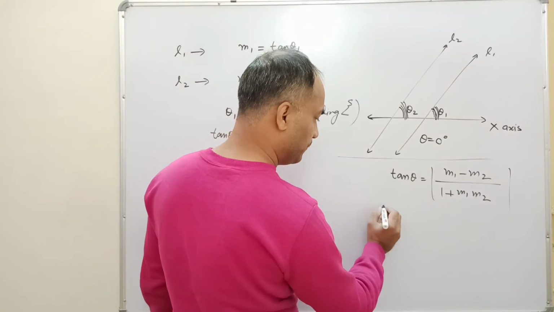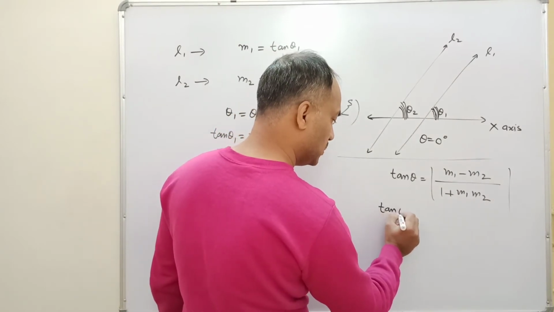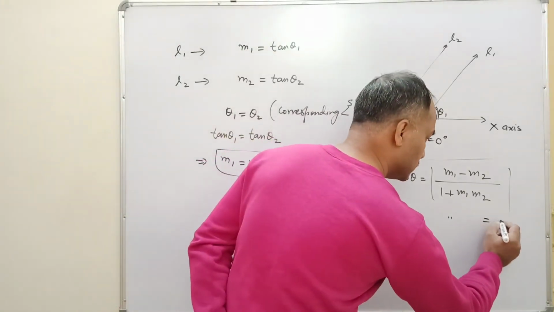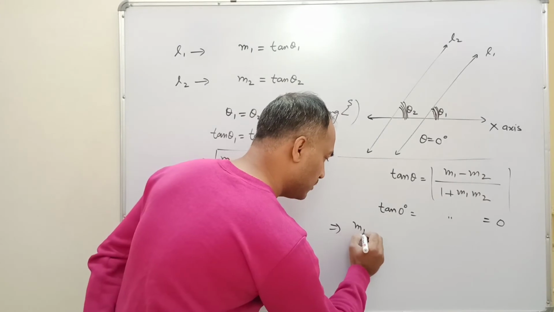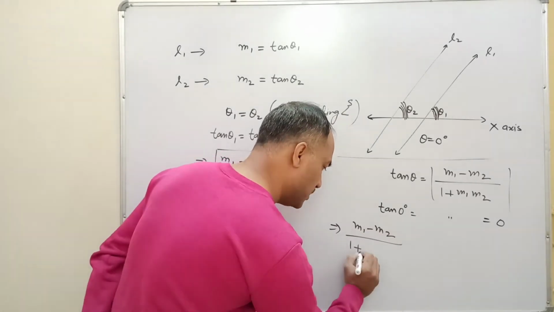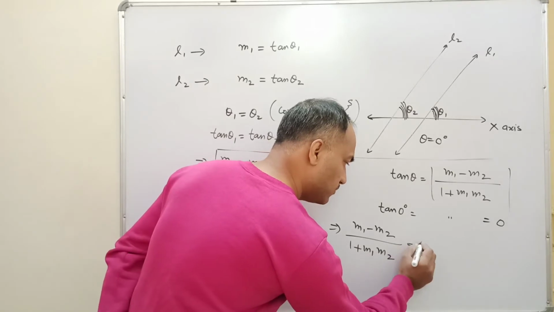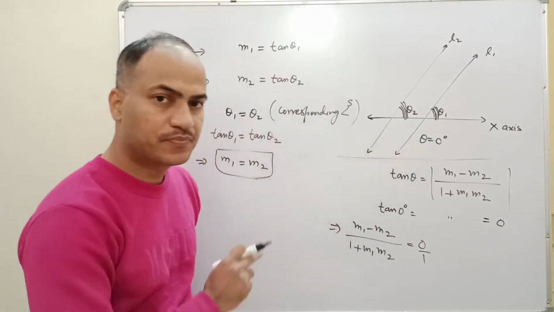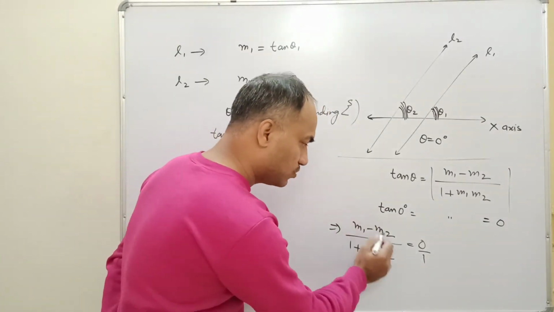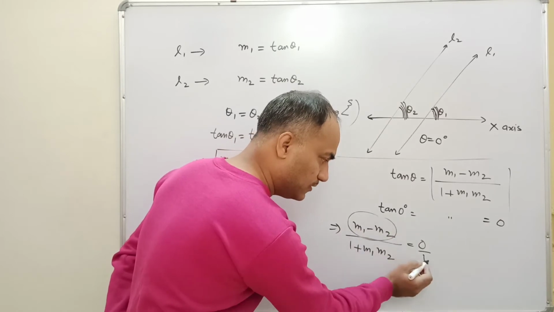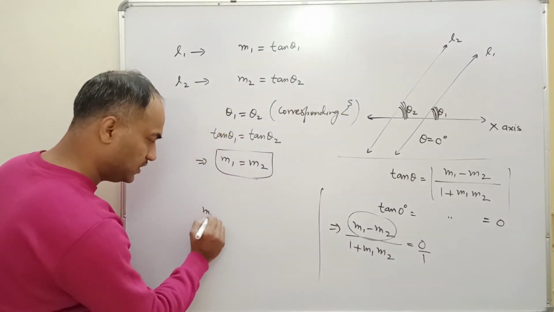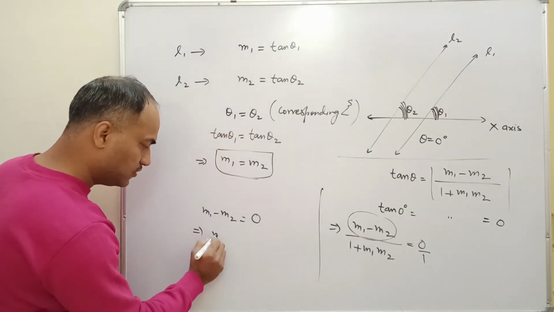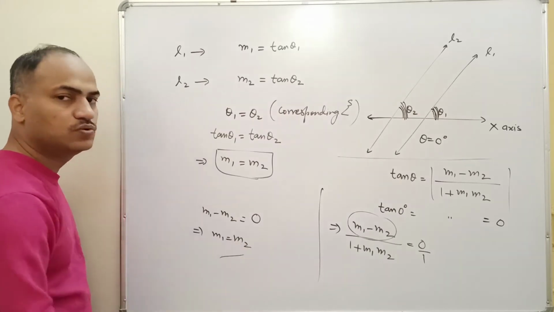So let us put the value here. Tan 0 degree is equal to this thing. And what is tan 0? We know the value is 0. So we get m1 minus m2 upon 1 plus m1 m2, and this value is equal to 0. Now we can write 0 as 0 over 1 and do cross multiplication. So this into 1 means m1 minus m2, and this into 0 becomes 0. So from here we again get the same thing, that m1 is equal to m2.